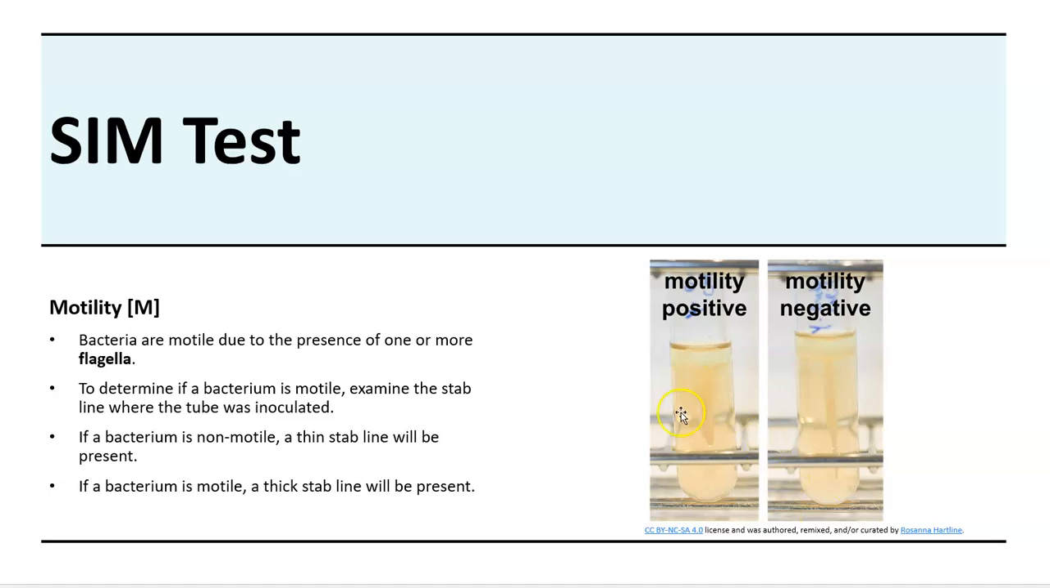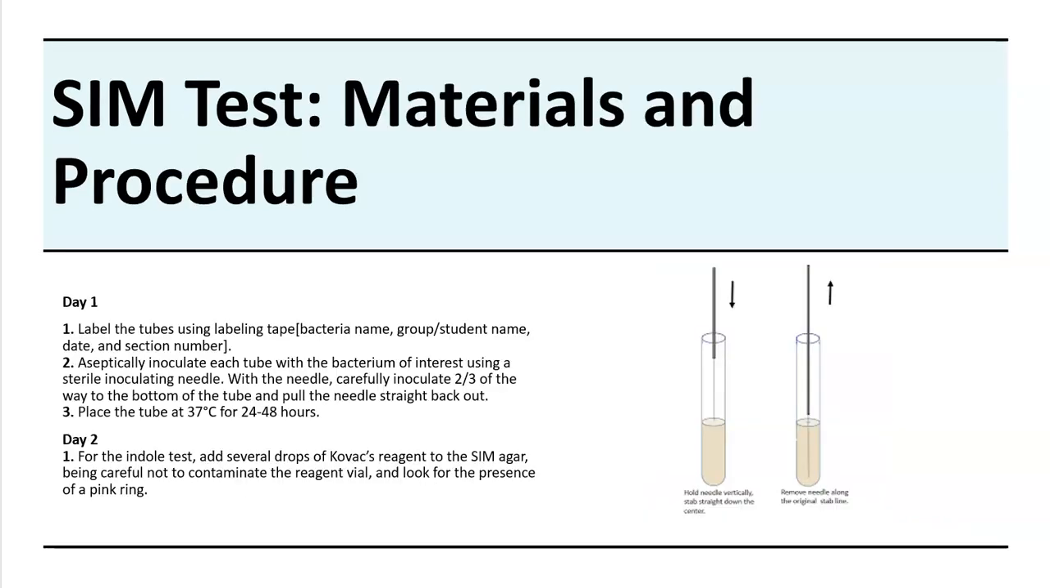Now over here where we have this thick stab line, that's a positive motility reaction. So when those bacteria were stab inoculated into the media, they were able to start swimming outwards, swim sideways, and create this thick stab line. So that is an indication that yes, the bacteria are mobile, yes, they would have flagella. So typically on day one, we do these stab inoculations, and then we incubate, like I said, for 24 to 48 hours at 37 degrees Celsius.